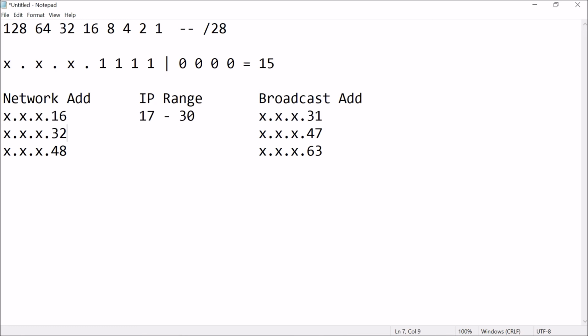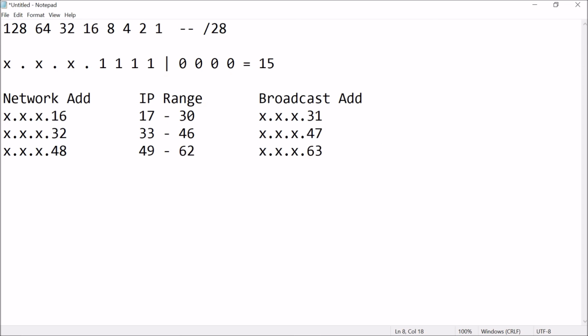For your second network address, we have 32 plus 1, that's 33, to 47 minus 1, that's 46. So that's going to be the assignable IP range for your second network address. And for the last network address, 48 plus 1, that's 49, and for the last host address, we have 63 minus 1 host, that's 62.